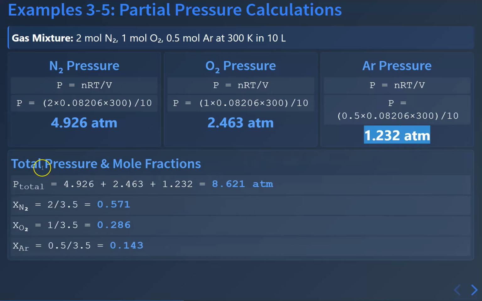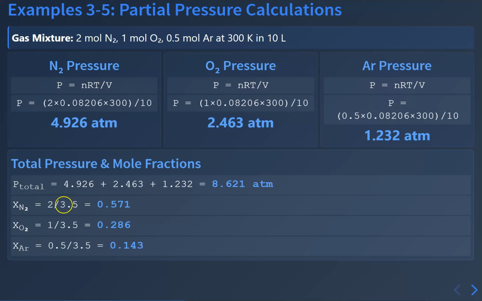Now the total pressure and mole fraction. The total pressure is 4.926 atm plus 2.463 plus 1.223 atm. If I add all these 3 pressures, that will be 8.621 atm. Now the mole fraction will be 2 by 3.5.